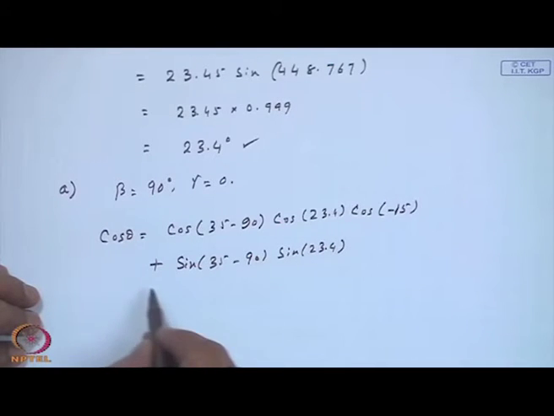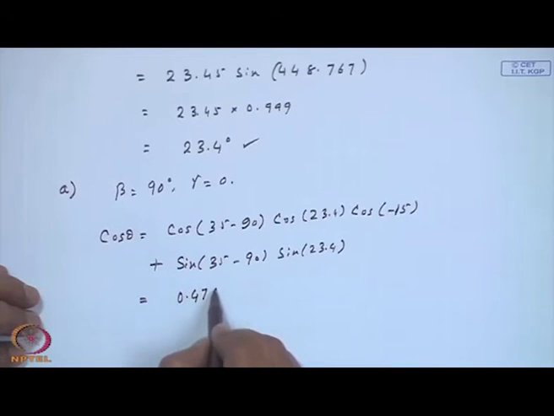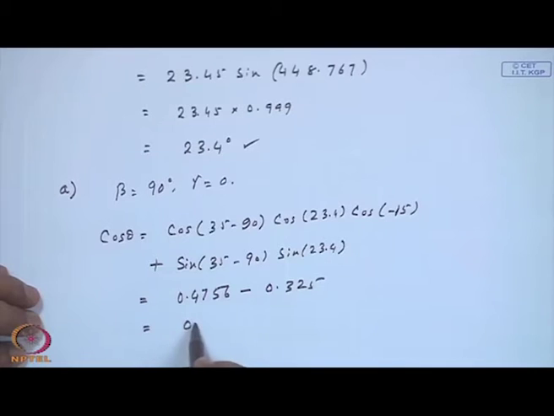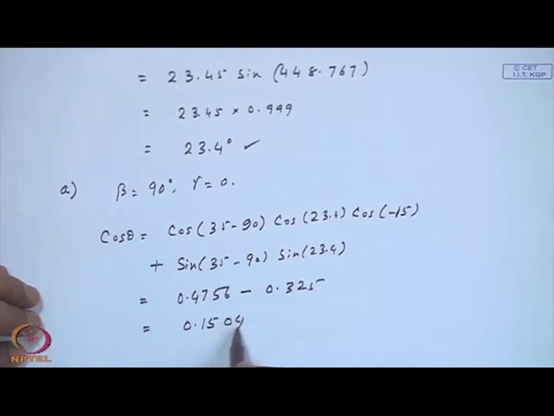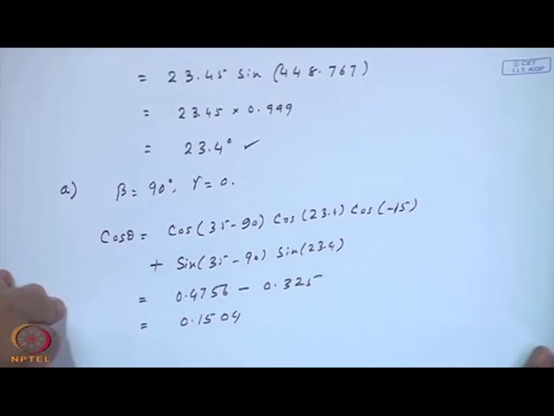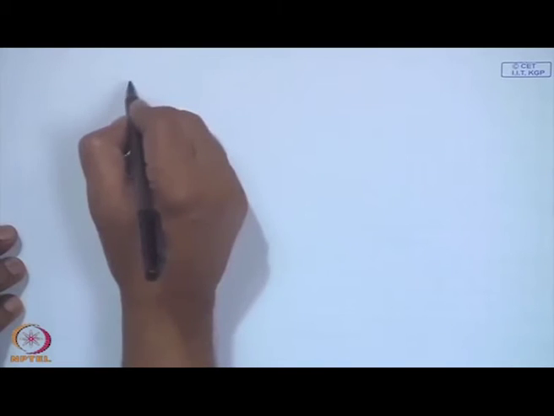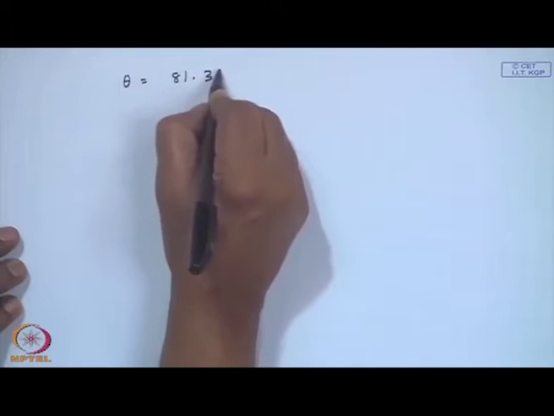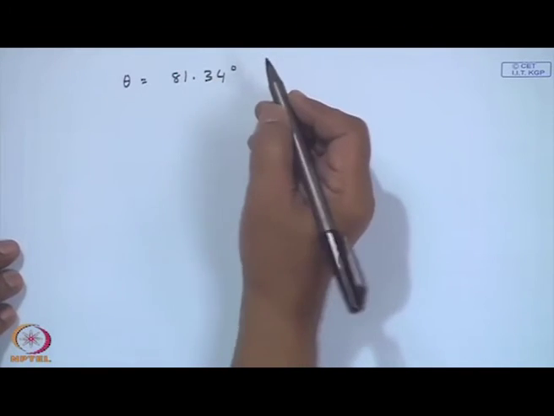Okay. So, which is equal to 0.4756 minus 0.325, which is equal to 0.1504, from which we can calculate theta, 81.34 degrees.